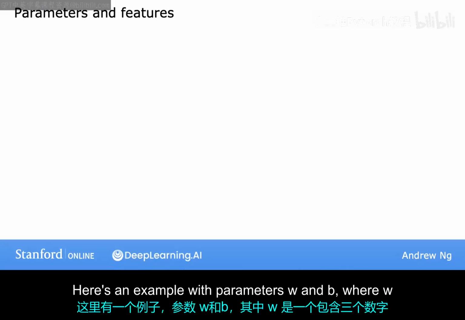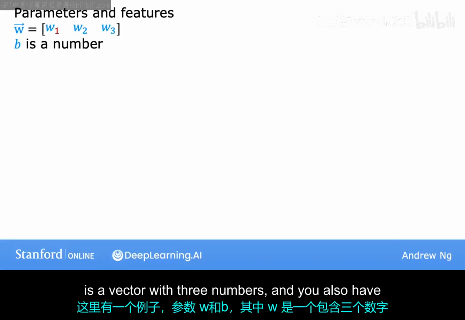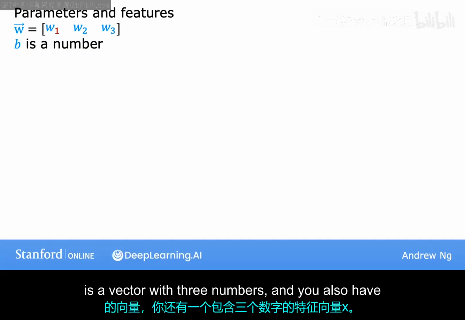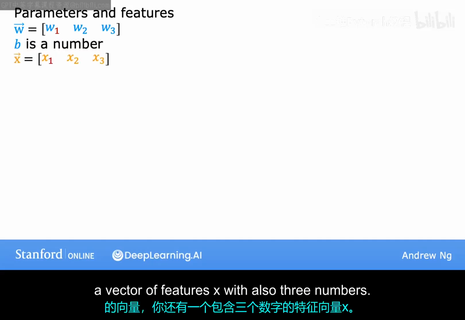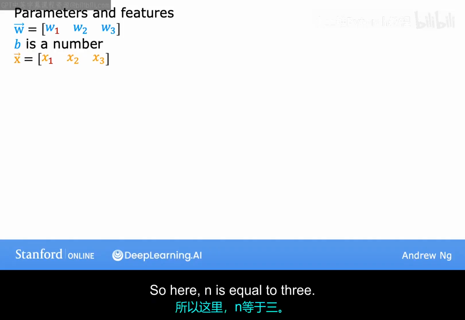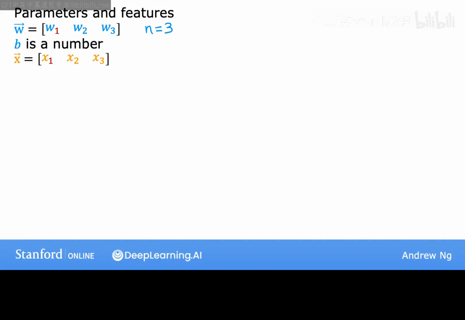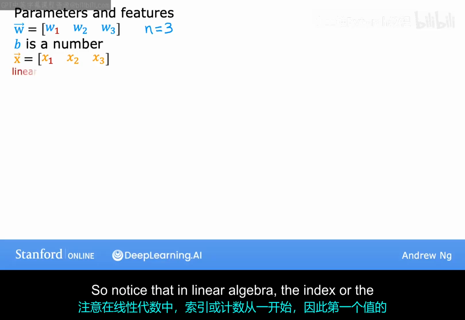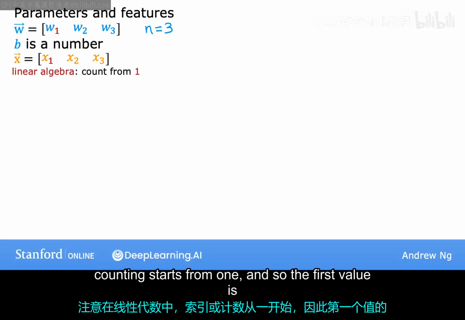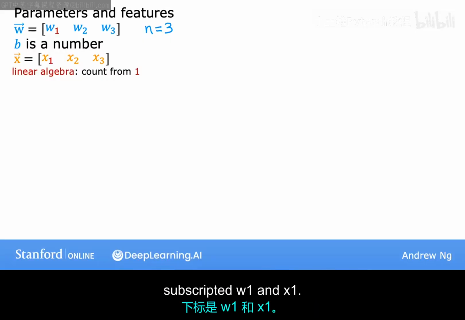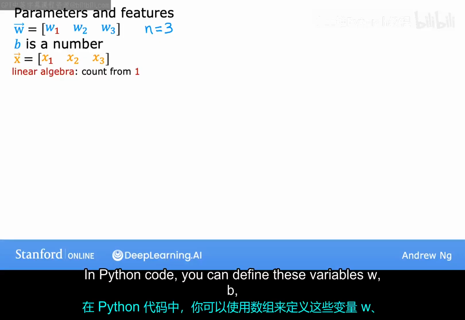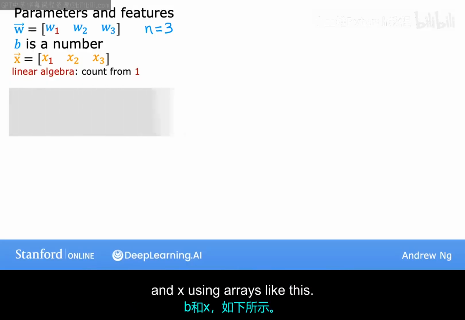Here's an example with parameters w and b, where w is a vector with 3 numbers, and you also have a vector of features x with also 3 numbers. So here, n is equal to 3. So notice that in linear algebra, the index or the counting starts from 1, and so the first value is subscripted w1 and x1. In Python code, you can define these variables w, b, and x using arrays like this.